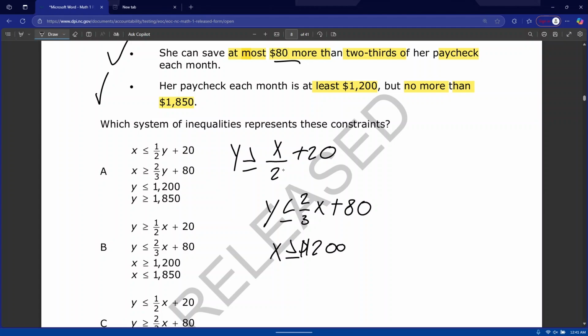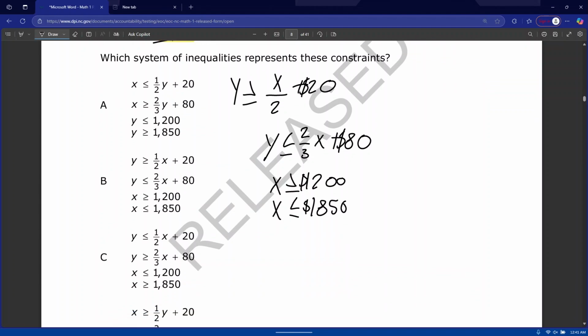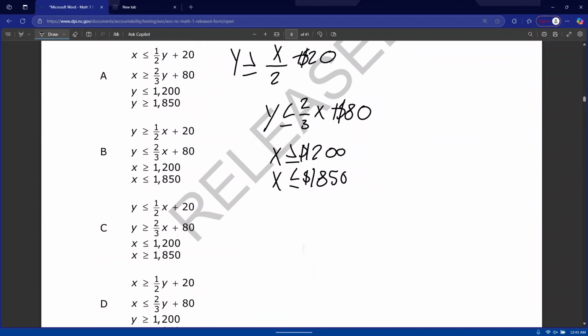$1,200. And let's just put $20. Doesn't really matter. But it also says it can be no more than $1,850. So her paycheck is less than or equal to 1,850. And the only answer choice that matches up with what we got is B.